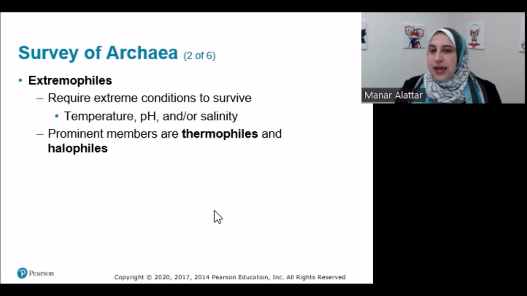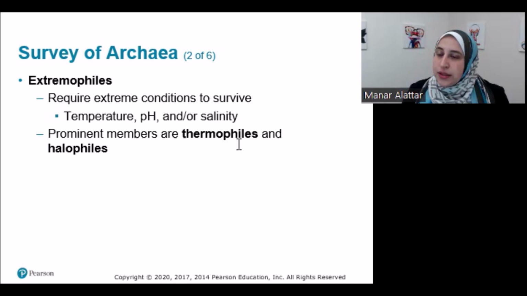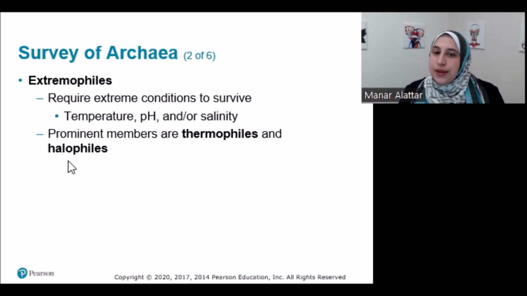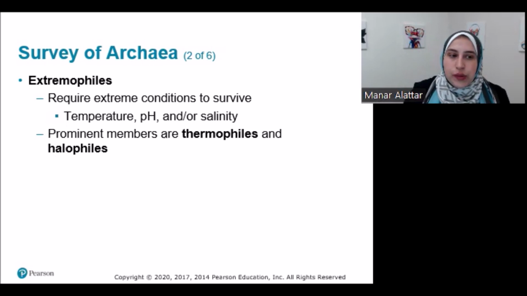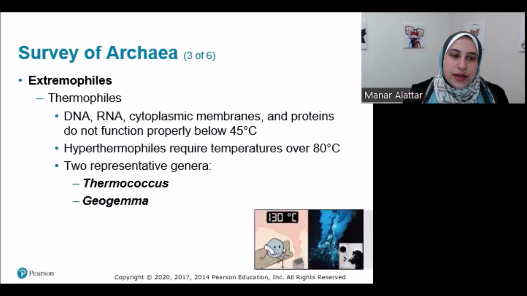You'll recognize here thermophiles, loving of extreme temperatures, usually extremely hot temperatures, and halophiles, loving of extreme salinities. And so we're going to talk a little bit about some of these organisms.